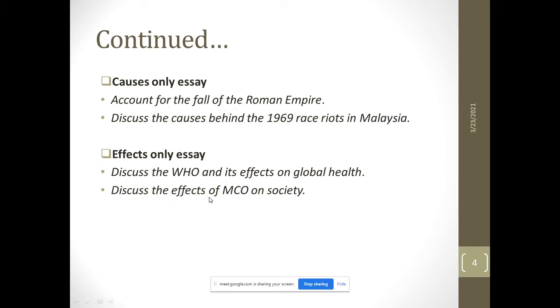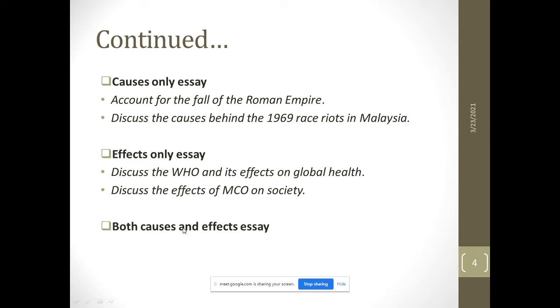Discuss the effects of the movement control order or lockdown, the lockdowns caused by the spread of coronavirus, on society. The MCO on society, the effects. So you need to think, obviously, plan for your writing, and then write.